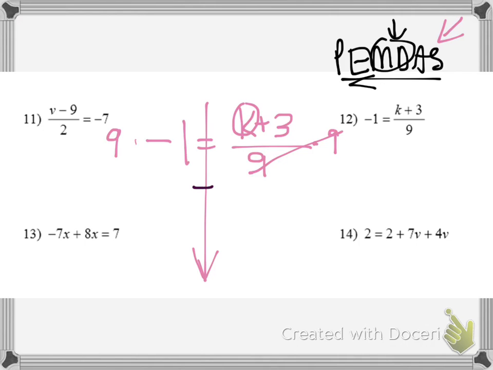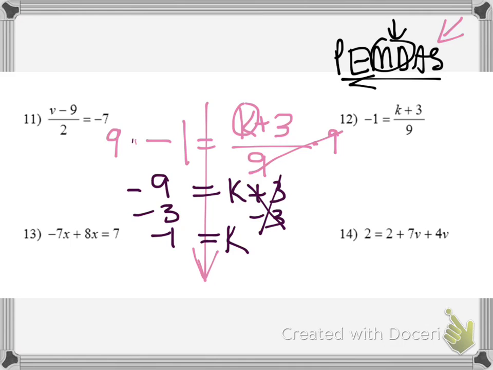So now I have k plus 3 equals -1 times 9, which is -9. Now it's a one-step equation. I'm going to subtract 3 from both sides. That becomes a 0. K equals -12, because same signs add and keep, but we probably should write it like that. Okay?